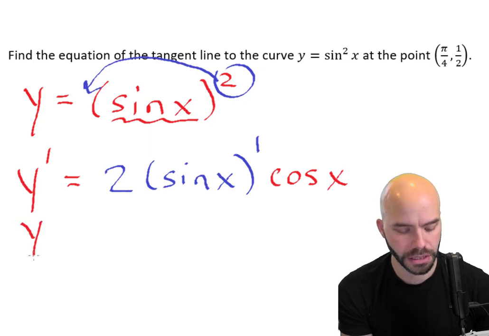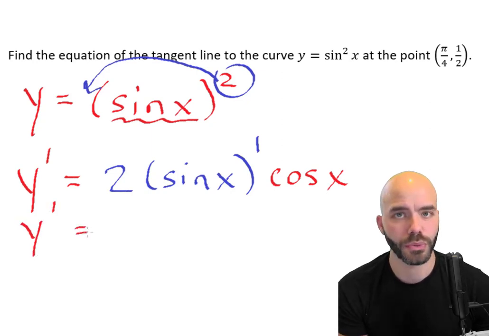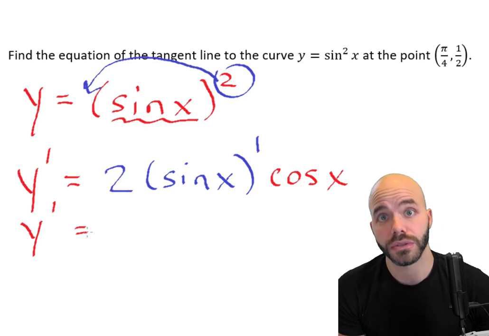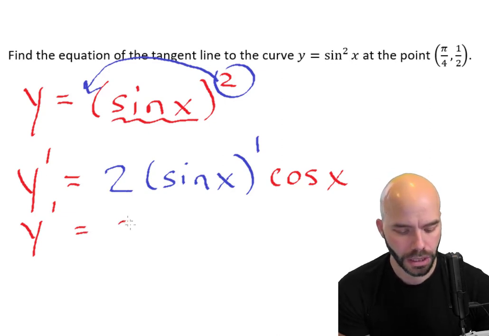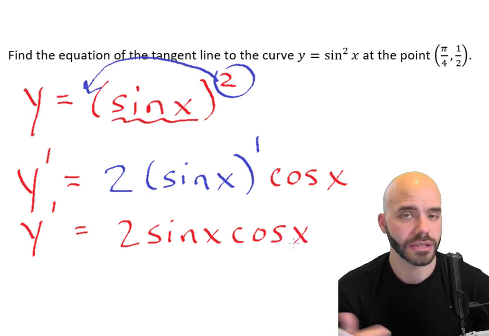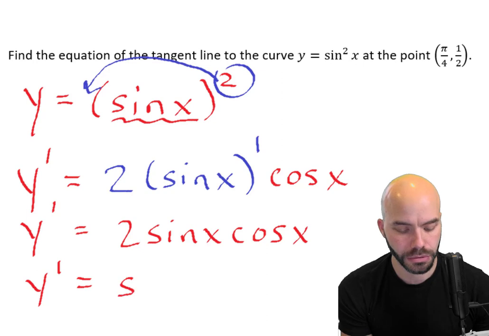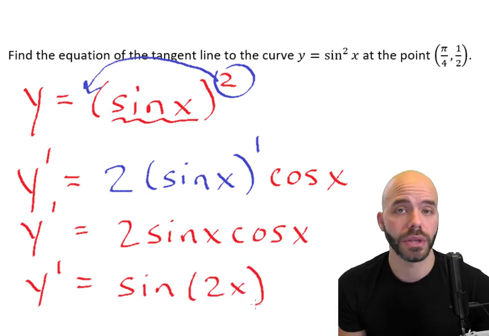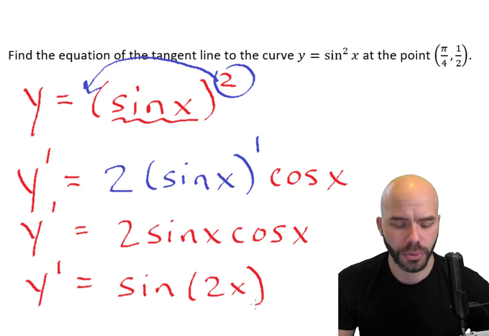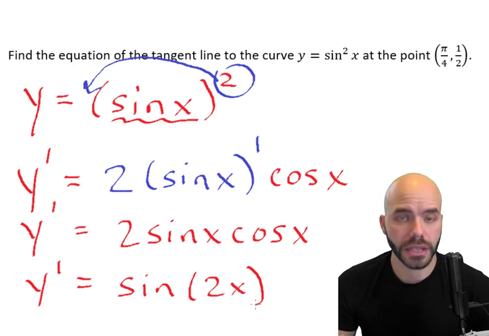Now let's just clean it up a little bit. Get rid of the parentheses because the sine x is raised to the first power. So I could just write this as 2 sine x times cosine x. And some of you may realize that that is the double angle formula for sine. And so we could write this as y prime is equal to sine 2x. Now, it is helpful to know the double angle formula for sine, but for this problem in particular, we could do this problem without knowing that.